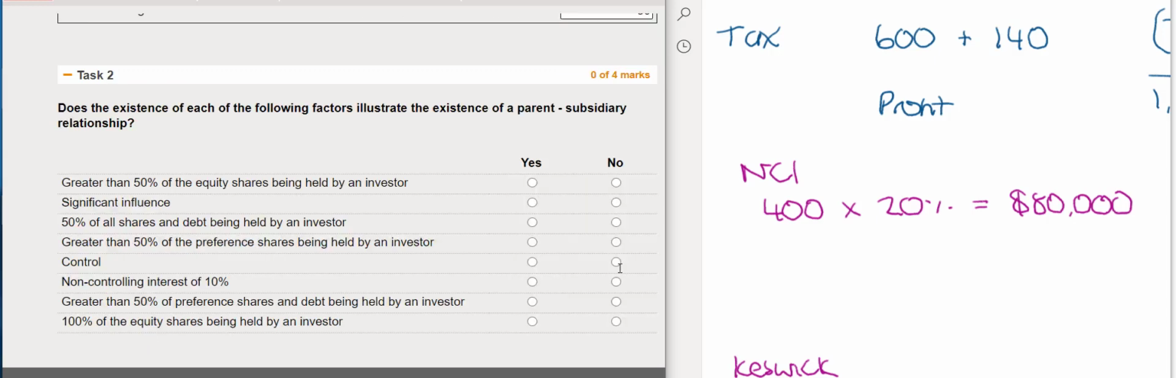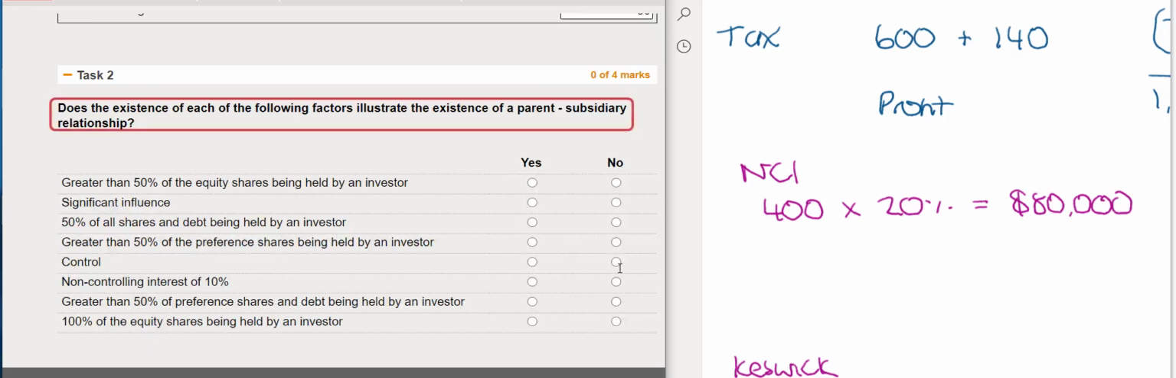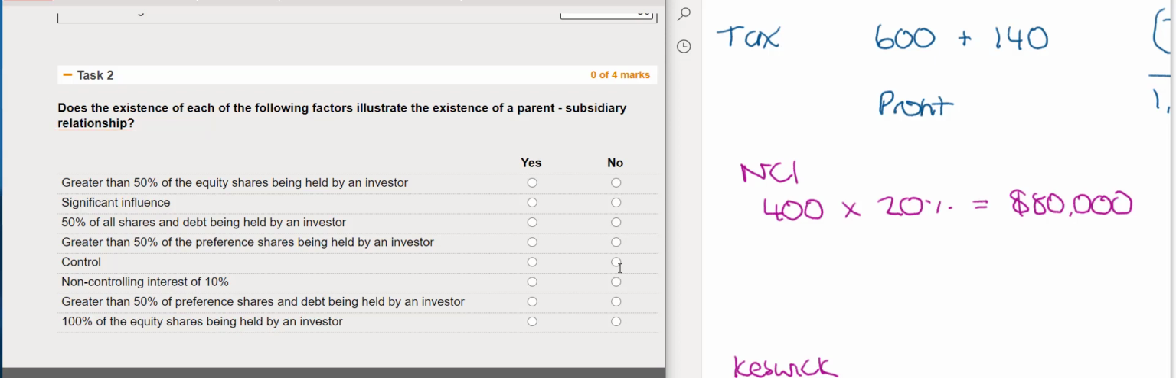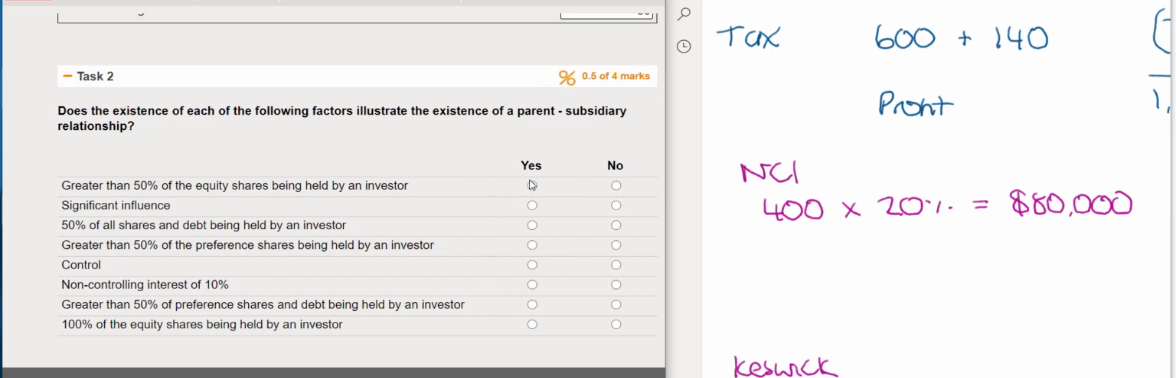Let us now look at task 2. So we needed to decide, does the existence of each of the following factors illustrate the existence of a parent-subsidiary relationship? The first one is having greater than 50% of the equity shares being held by an investor. Greater than 50% does indicate the existence of a parent-subsidiary relationship. Having significant influence does not indicate control, and so therefore would not illustrate the existence of a parent subsidiary.